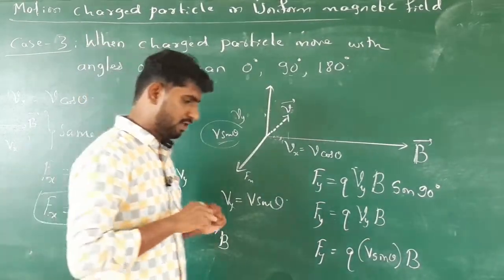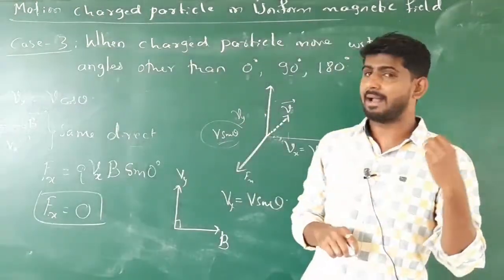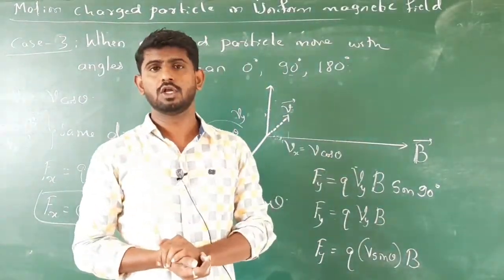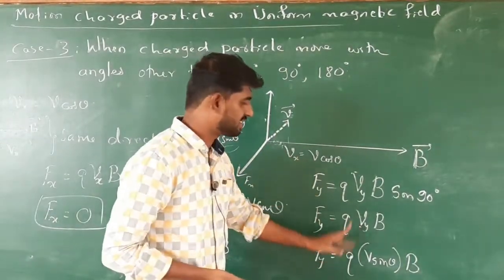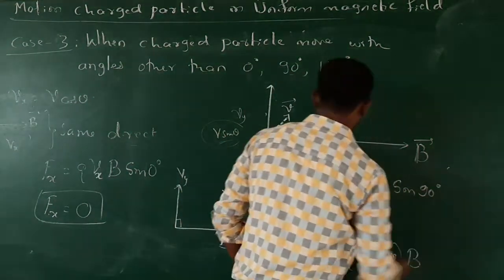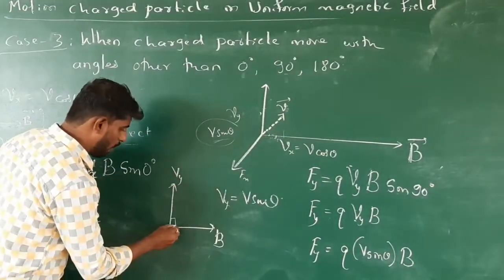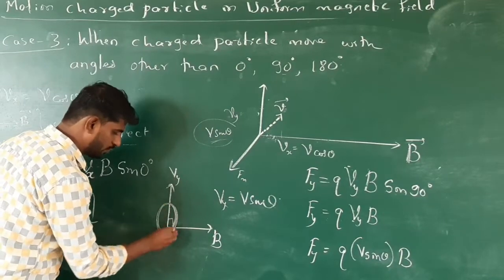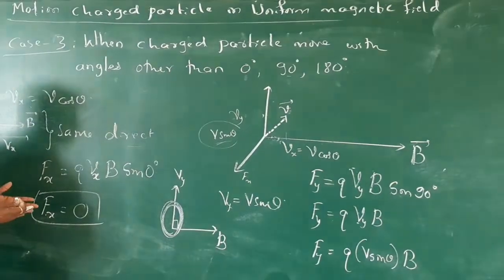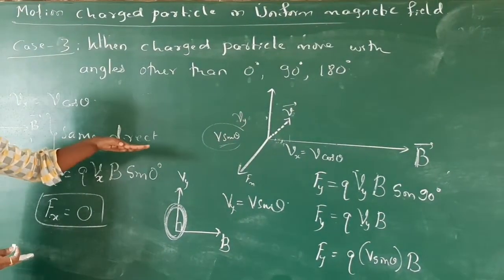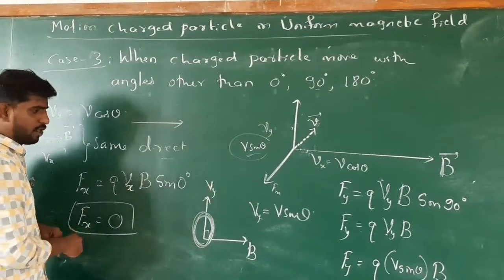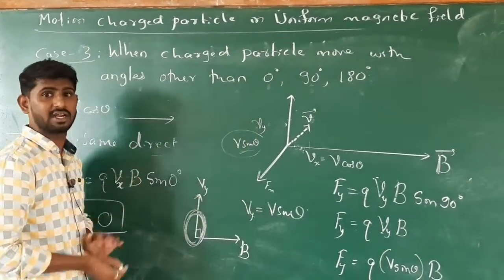Clear? Okay. So now, is the charged particle experiencing the magnetic force or not? Yes sir, it is experiencing the magnetic force. Due to which component is it experiencing the magnetic force? Due to the Vy, it is experiencing the magnetic force. So because of the Vy component, the charged particle wants to move in a circular path. But there is no magnetic force due to the horizontal component of velocity. So due to that velocity, it is trying to move in a straight line path. Due to this velocity, it is trying to move in a circular path.